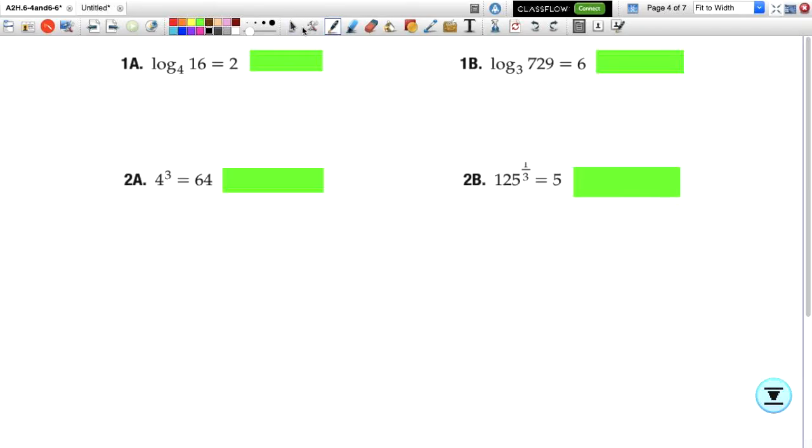So let's take a look at this first one. I'm actually not going to have to write anything. If it's in logarithmic form, I'm going to put it in exponential. So I'm going to start here. This is my base of my log, so it's the base number. So it's going to be 4 squared equals 16. I don't care if the equals is before or after.